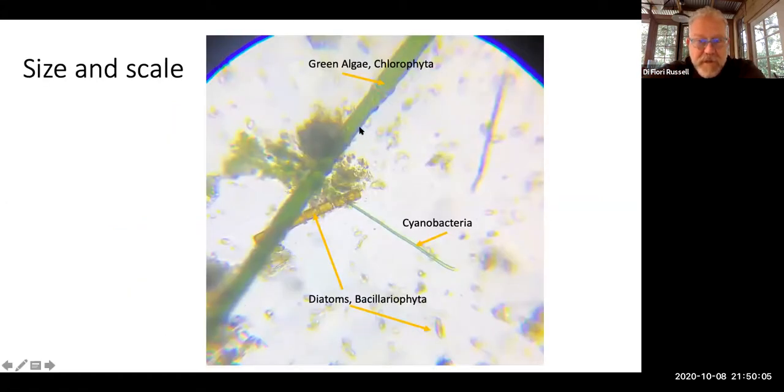So as a point of scale, to give you an idea, I talked about this earlier, that the orders of magnitude are different. This large grassy green filament here is a chlorophyta green algae. The diatoms, which we've talked about a little bit, vary in size, but they're all this lovely golden color. You can see several of them there. And then there's a cyanobacterial filament of the same type that you saw in the previous slide.